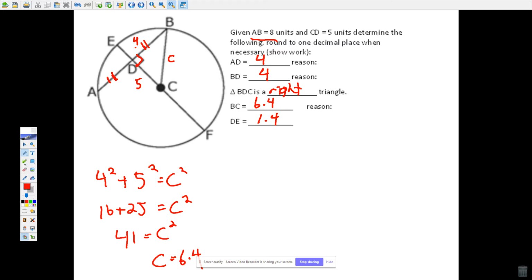So down here, let me switch to a highlighter. If this radius is 6.4 and this part right here is 5, because that was given to us, the final question asks what ED is. Well, 6.4 minus 5 leaves us with 1.4, which is your answer for DE.